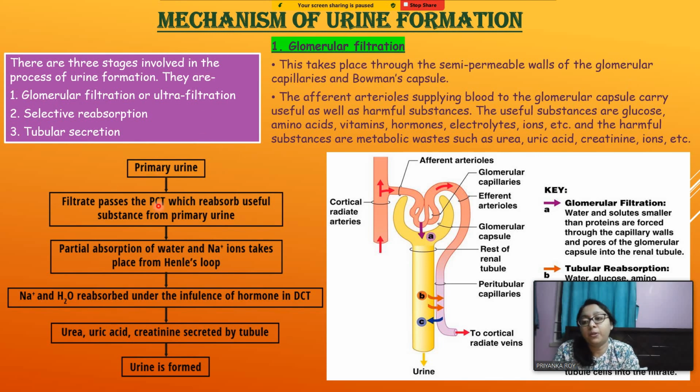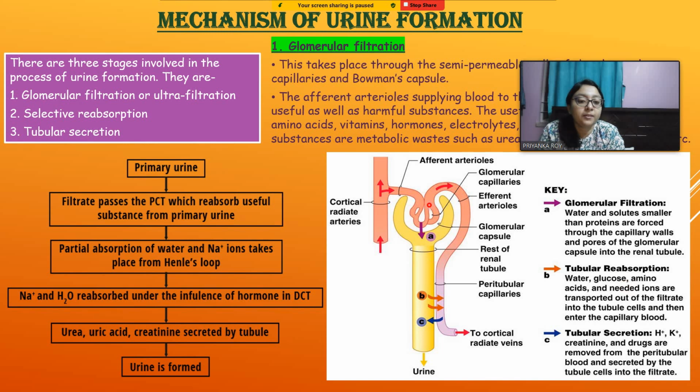So what is the main procedure, what is the schematic? There is a primary urine, and then the filtrate passes through the PCT, which reabsorbs useful substances from the primary urine. Whichever substances are useful to the body, the PCT will start reabsorbing from that urine. Now partial reabsorption of water and sodium ions takes place from Henle's loop. Sodium and water are reabsorbed under the influence of the hormone ADH in the DCT. Then again in the DCT, urea, uric acid and creatinine are secreted by the tubule, and then the final urine is formed.